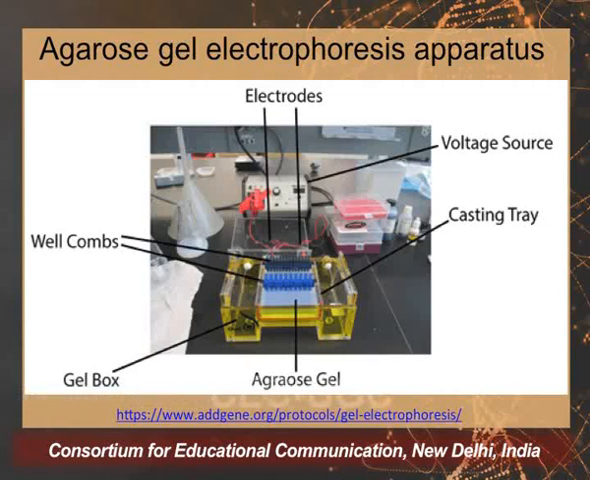Now, a variety of agarose gel electrophoresis apparatus comes. It depends upon how many samples you want to run. You have 8 well machines, 12 well machines, 20 well machines, 24 well machines. A lot of different companies provide these things, but these are the basic things which are required. So, you will have the electrodes and you will have a voltage source. These are the basic things which are there.